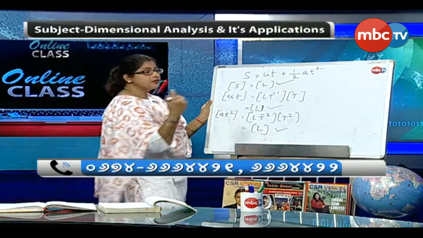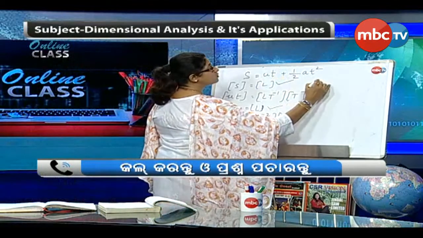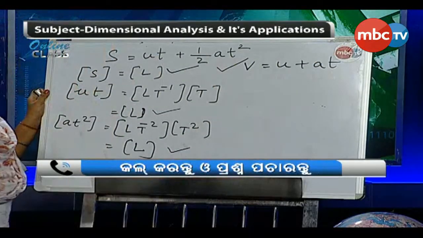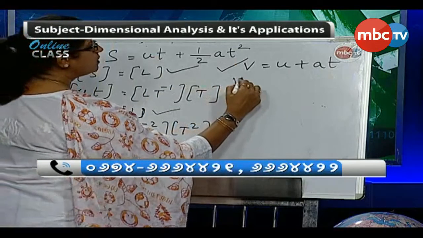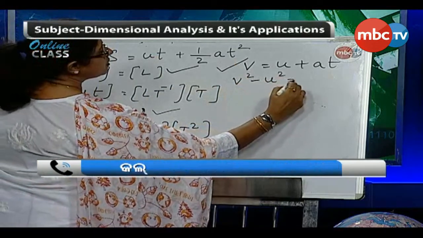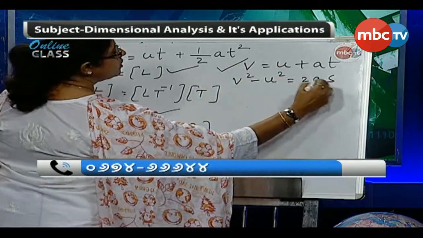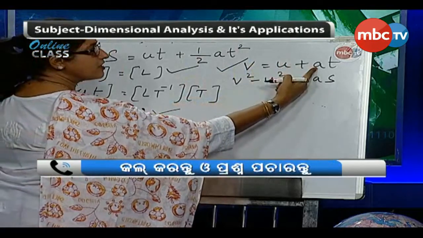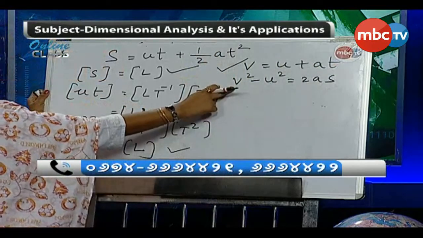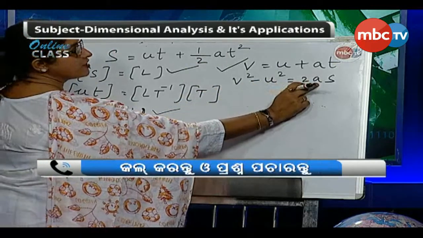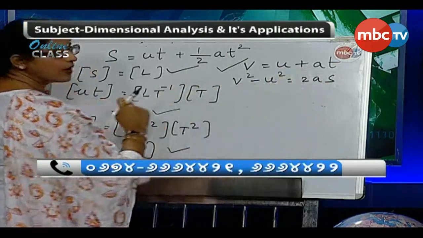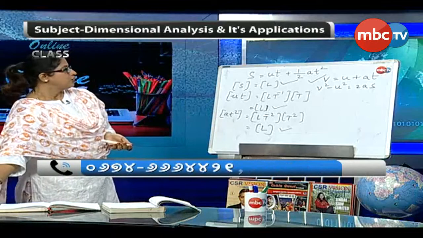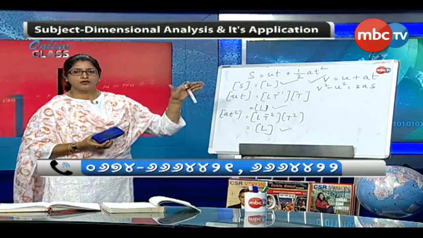You have studied another equation of motion, V is equal to U plus AT. This is homework for you. Try for it. Also, another equation you have already studied: V square minus U square is equal to 2AS. V is velocity, U is also velocity, A is acceleration, S is distance. Ignore 2, as 2 is a constant, a dimensionless constant. Clear? Hope all of you are clear about this.